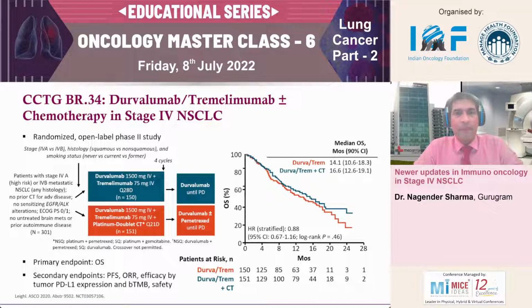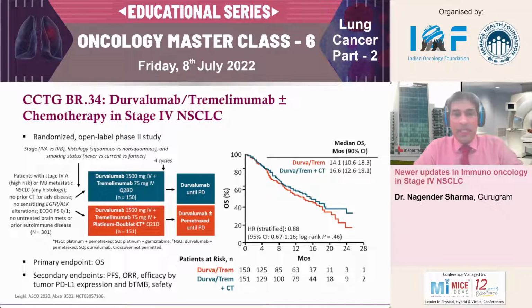CCTG BR.34 trial, durvalumab plus or minus chemotherapy was used in stage 4 NSCLC. It was a randomized open-label phase 2 study in which stage 4A and 4B, histology and smoking status were the stratification factors. Durvalumab was used at 1,500 milligram IV plus tremelimumab 75 milligram IV Q4 weekly cycle, and this was compared with durvalumab with chemotherapy doublet, and durvalumab was continued as a maintenance therapy in the experimental arm, and in the comparative arm it is durvalumab plus tremelimumab and chemotherapy.